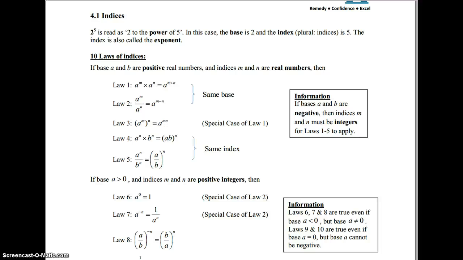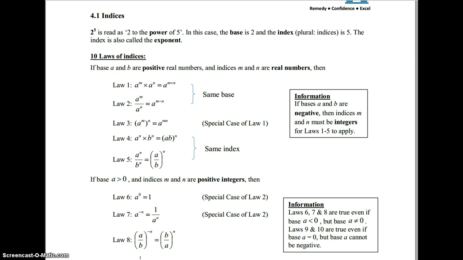If you look at law number 1, a to the power of m times a to the power of n is equal to a to the power of m plus n. Law 2, a to the power of m divided by a to the power of n is equal to a to the power of m minus n. For both laws 1 and 2, we are looking at the same base, which is a, but the powers are different. So the multiplication of the same base with different powers is just adding their powers, and the division of two indices of the same base but different powers is done by subtracting the powers.